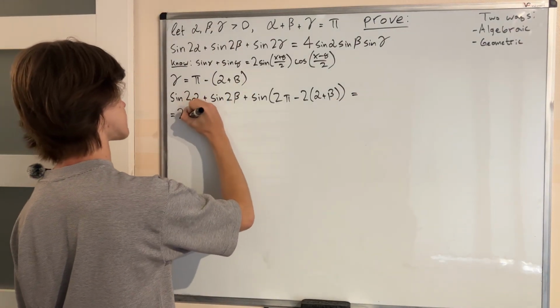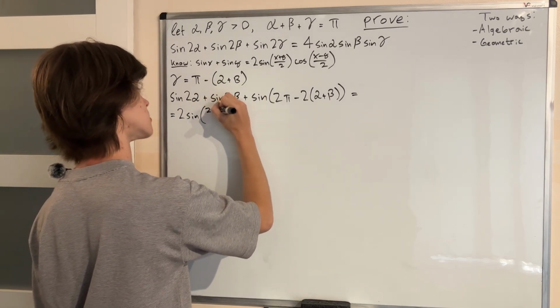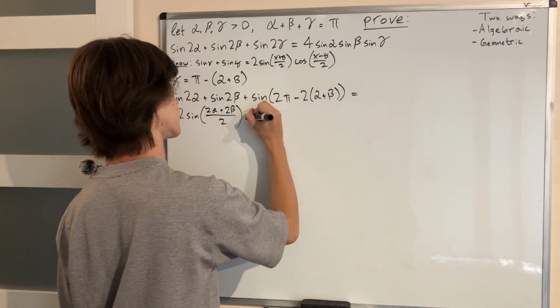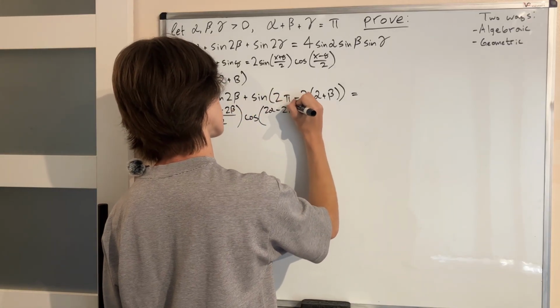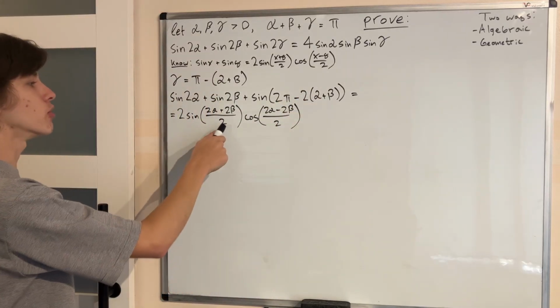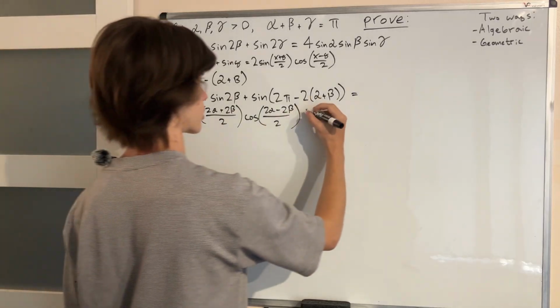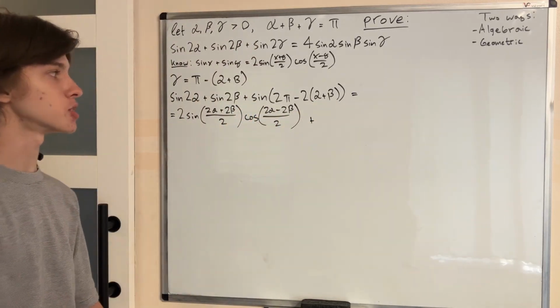We're going to get 2 times the sine of (2 alpha plus 2 beta) over 2, and then times the cosine of (2 alpha minus 2 beta) over 2. As you can see, this is quite simple because this just becomes the sine of alpha plus beta times the cosine of alpha minus beta. And then we're going to simplify this sine of 2 pi minus 2 times alpha plus beta.